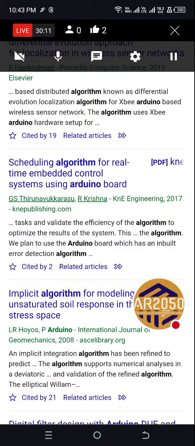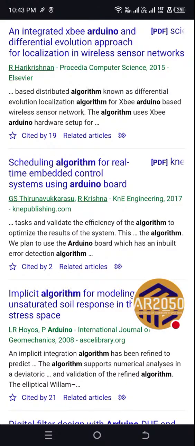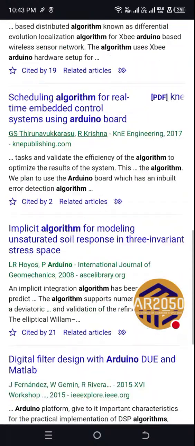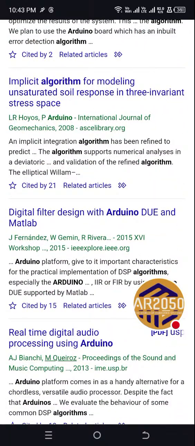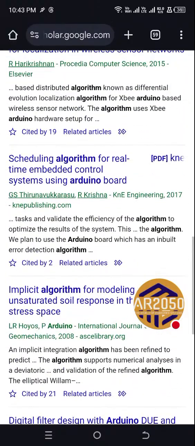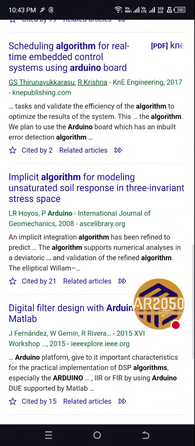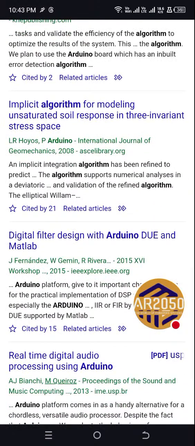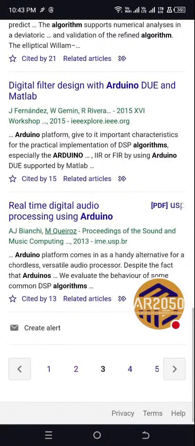Okay, so the scheduling algorithms for real-time embedded control. Yes, this is also a good topic, but not for today. I must remember this keyword, the Arduino algorithms. That's what landed me in these Google Scholar results. Implicit algorithm for modeling unsaturated soil responses. Digital filter design with the Arduino Due. I think we have gone through that.